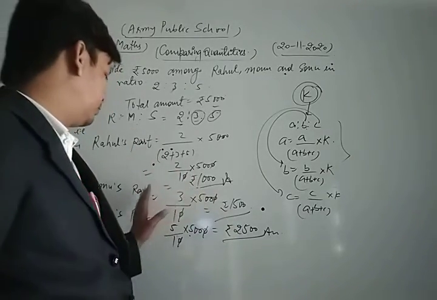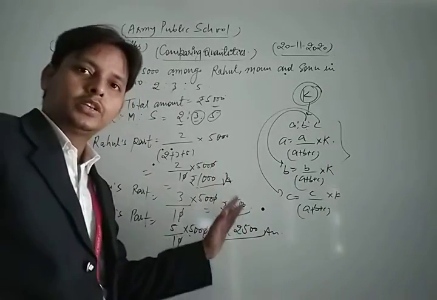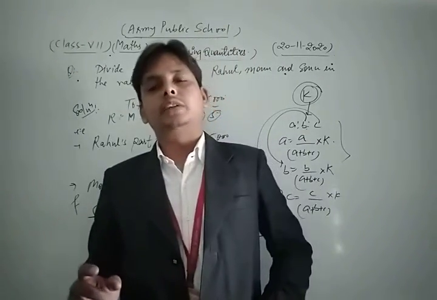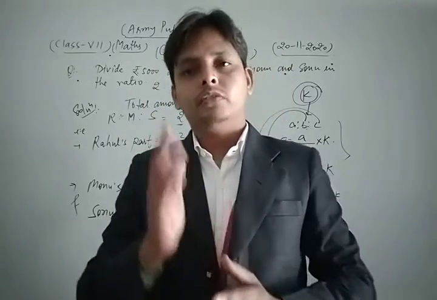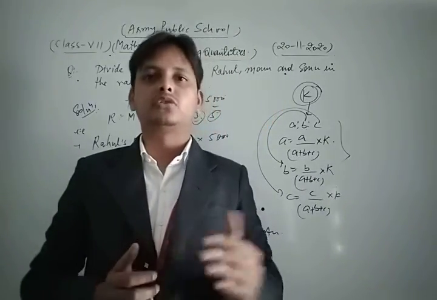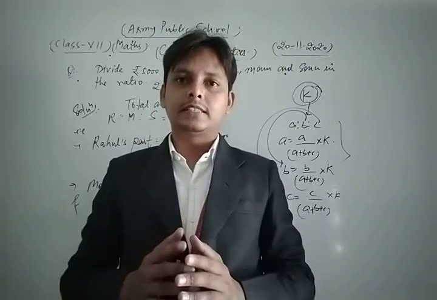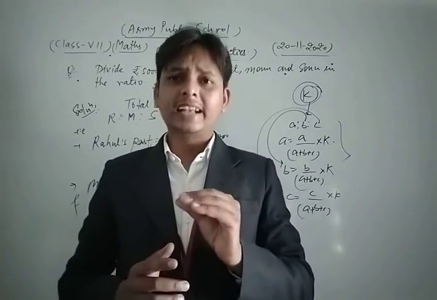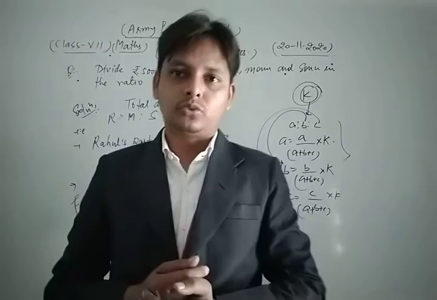So in this way Rahul's part is 1,000, Monu's part is rupees 1,500 and Sonu's part is 2,500. So in this way you can solve that type of question. Now in this way we discussed all the important topics related to that chapter. Now first you revise, dear student, all the important topics which we discussed in this class. After that you can solve each and every question of your NCERT exercise based on these topics. In the next class we take and revise some other chapter of your NCERT exercise.